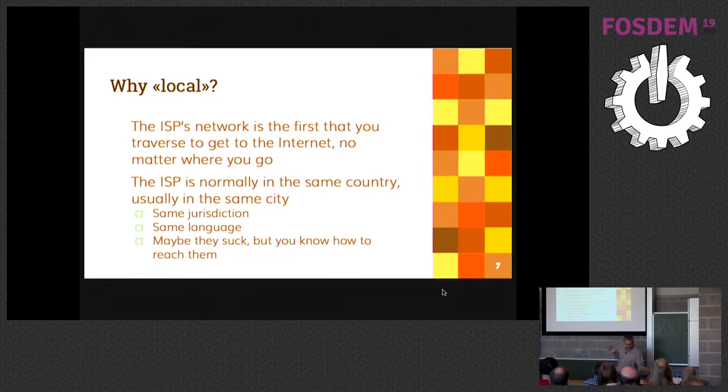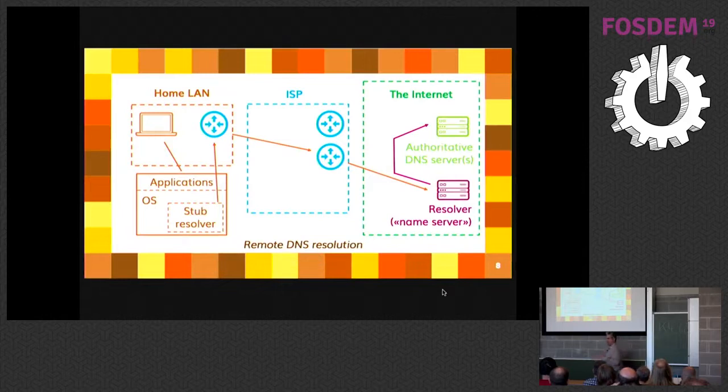And then what happened is that since local resolution often sucked, so there were ISPs that were not providing a good name service, or for other reasons, for policy reasons, for example, people didn't like the policies that were applied to the local resolver, then remote resolvers started to happen. And a remote resolver is somewhere over the internet. So you go across your ISP network because you still have to cross your ISP's network. You get somewhere to the internet, to the resolver, and then the resolver will do the queries and will send you back the reply. So this is the remote DNS resolution model.